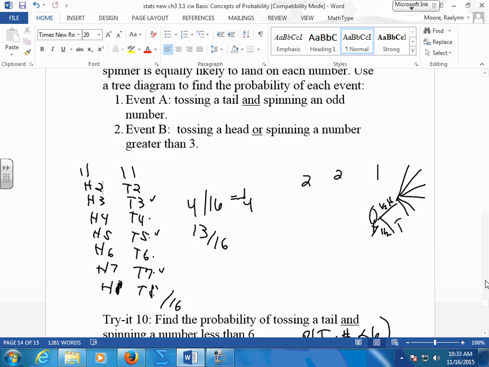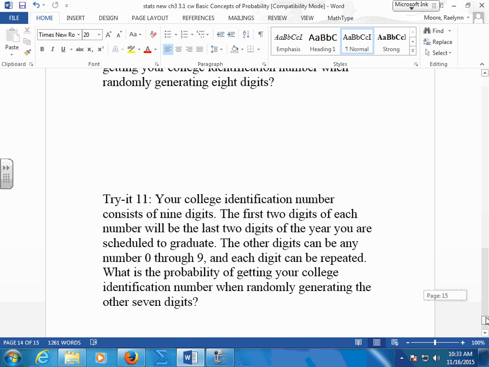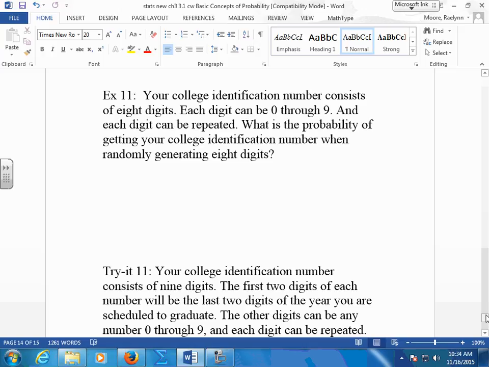I think there's one more. Your college identification number consists of 8 digits. So start like this. Start with 8. And each digit can be 0 through 9. And each digit can be repeated. What is the probability of getting your college identification number when randomly selecting or generating 8 digits?